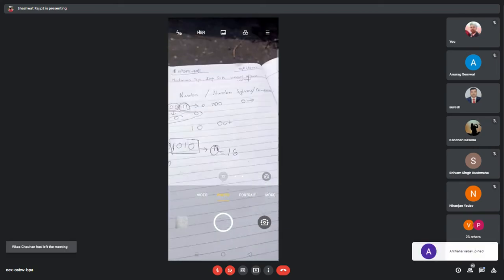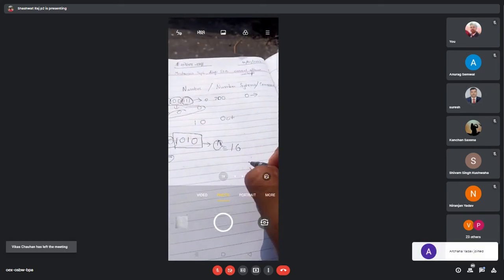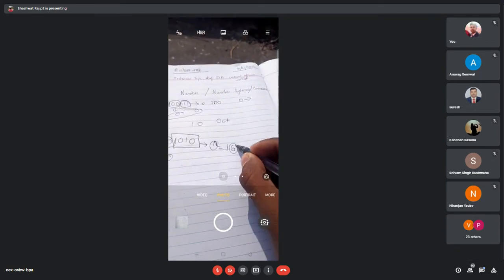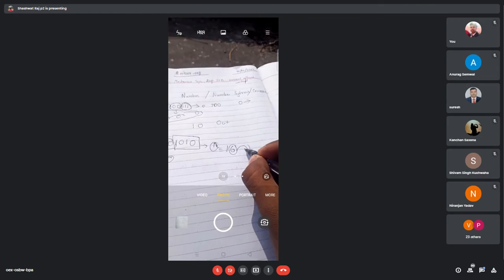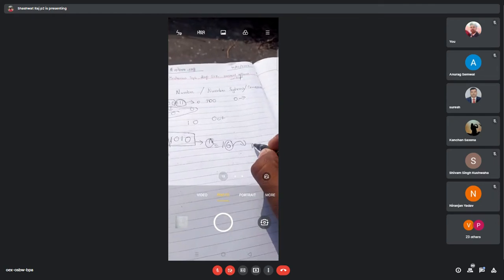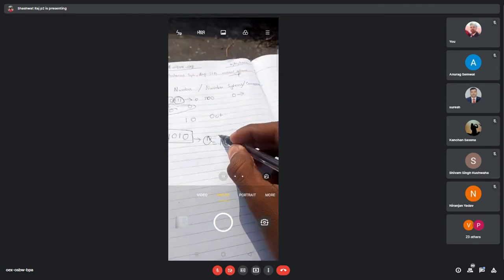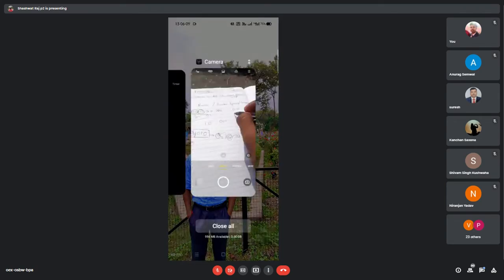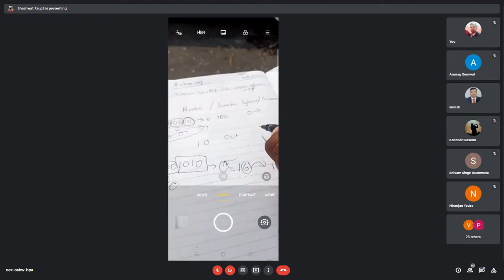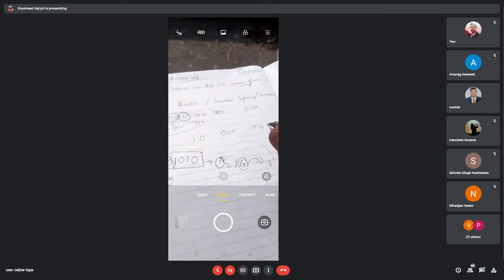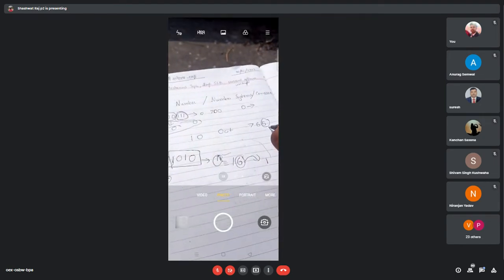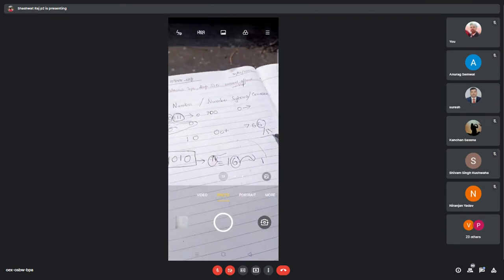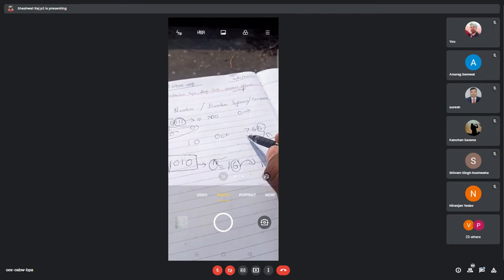For the reverse process, suppose this is the hexadecimal number. We will divide each digit into its 4 binary digits, so we get the reverse of what we have done. Same is the option for octal. For example, 7 6 5: we first convert 5 into its 3-digit binary equivalent, 6 similarly, and then 7.